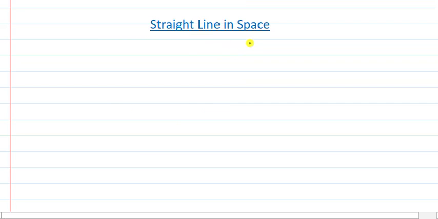Now let us study the straight line in space, and we'll study the equation of this straight line in this section. First of all, you should understand that a line remains fixed in space in two cases. Number one, if it passes through a given point, or you can say a fixed point, and is in a given direction, or you can say a fixed direction.